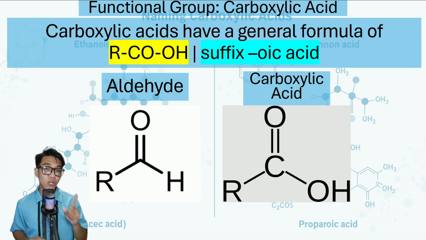Carboxylic acid is a functional group in organic chemistry that has a general formula of RCOOH with a suffix of oic acid. So that's one way of identifying a carboxylic acid.